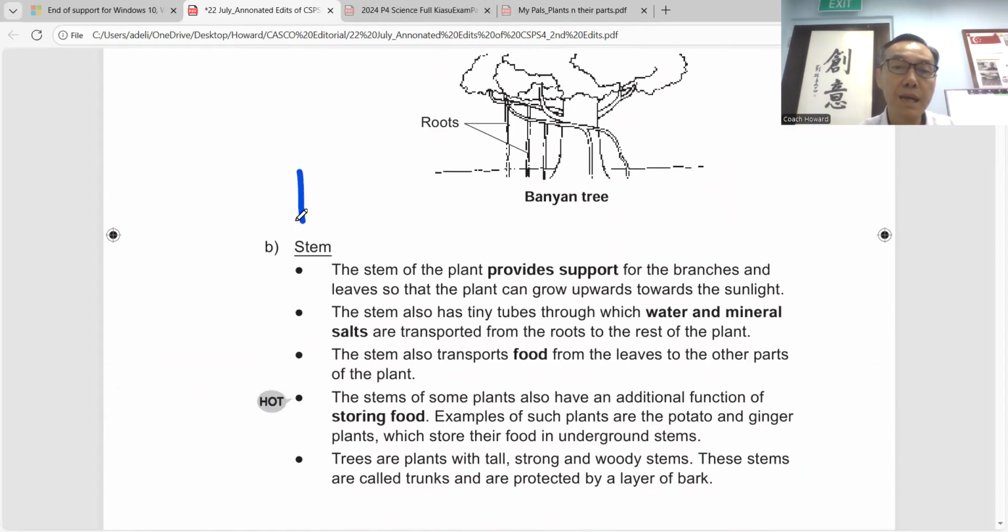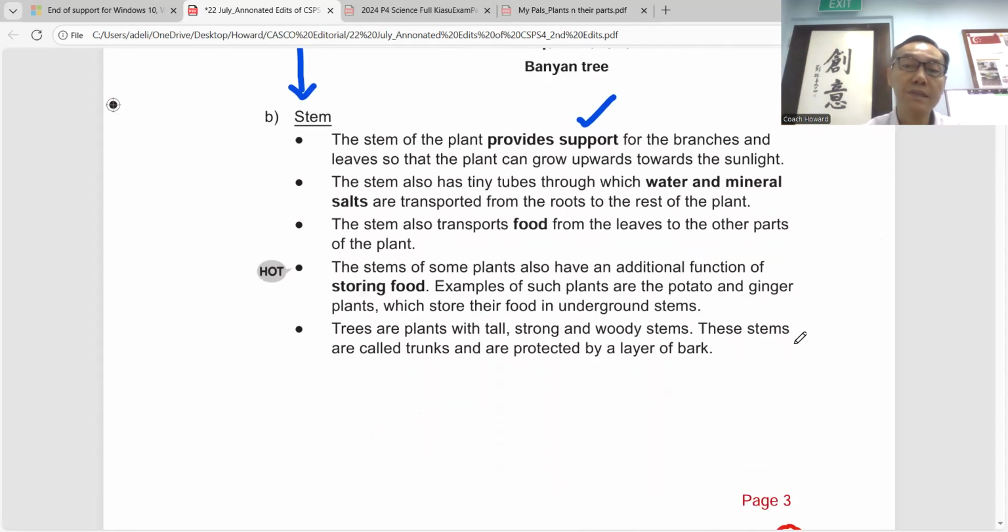Okay, next come to the stem. Okay, the stems provide support for what? For the branches and leaves. So the plant can grow upwards towards the sun to receive sunlight to make food. Okay? This part, no problem, right?